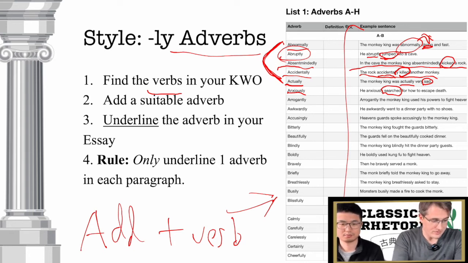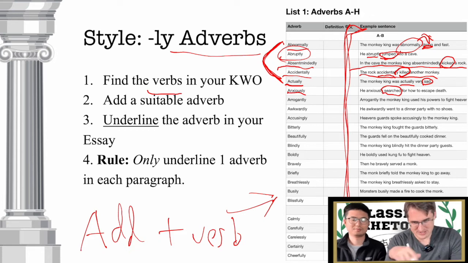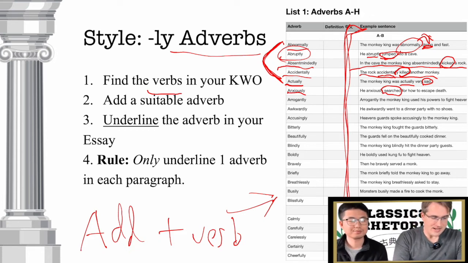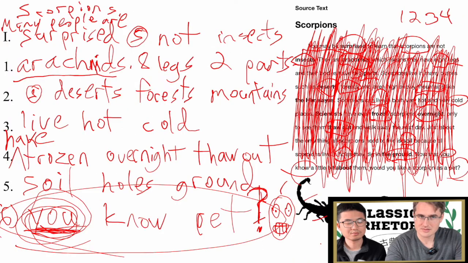So you can read this later if you didn't notice. It's a story. I wrote it for you. So read it to help you practice your adverbs. Now let's go and add some adverbs into our KWO. So we're going to find the verbs in our KWO and add a suitable adverb. Let's go back to our Scorpions KWO. Okay, let's find the verbs.